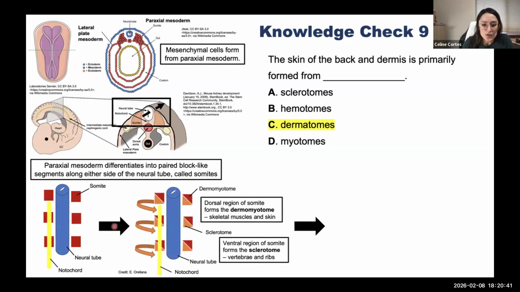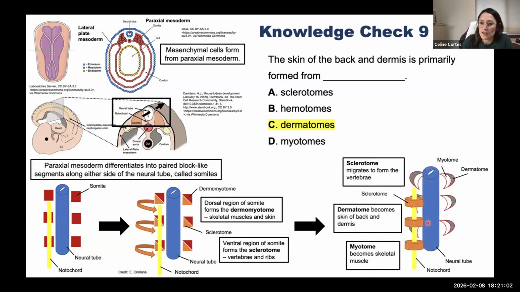These are going to further differentiate and separate into different components. We've got dermomyotome and sclerotome, and these components form different things. Dermomyotome is going to form skeletal muscles and skin, and the sclerotome is going to form vertebrae and ribs. Then we get further differentiation into different components there.